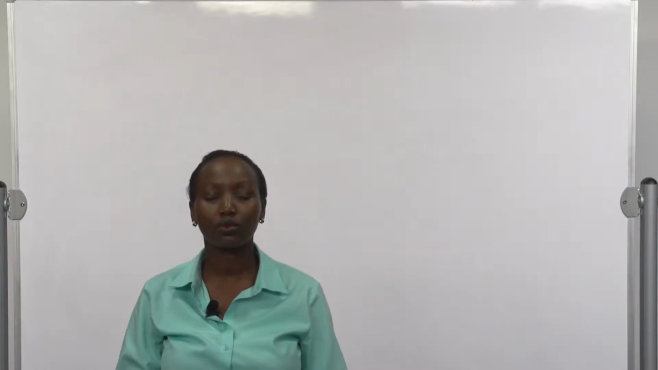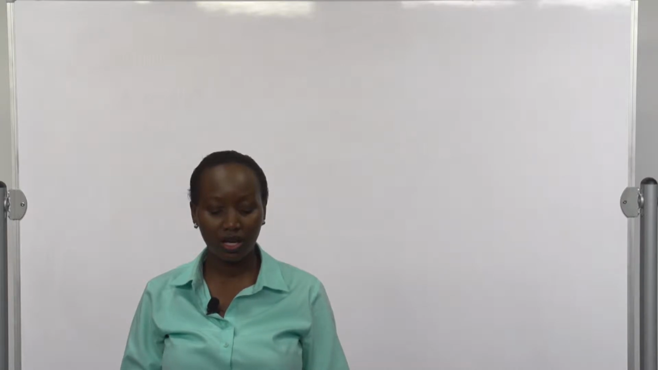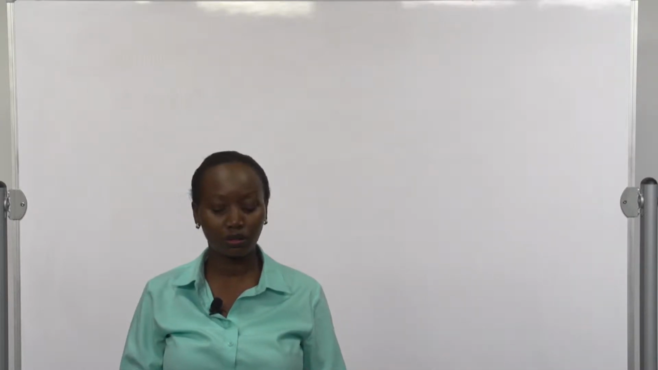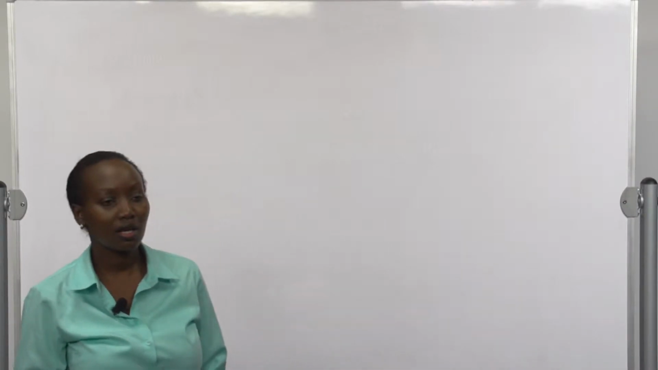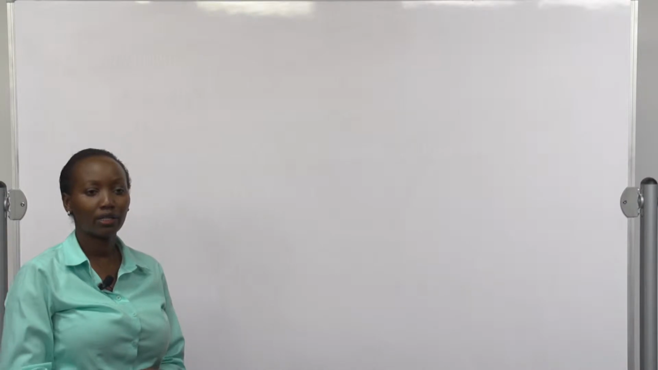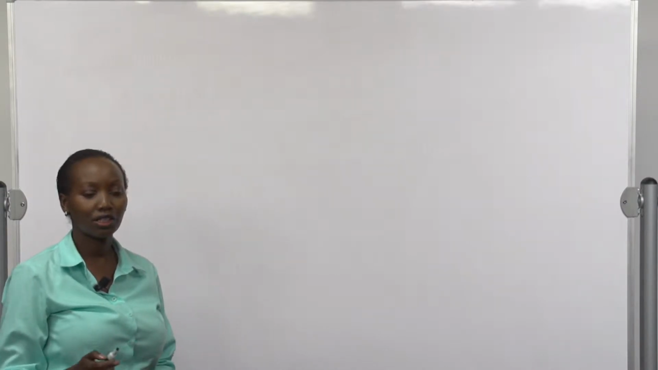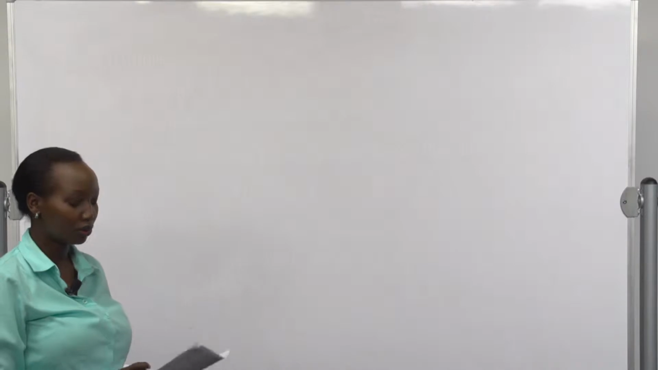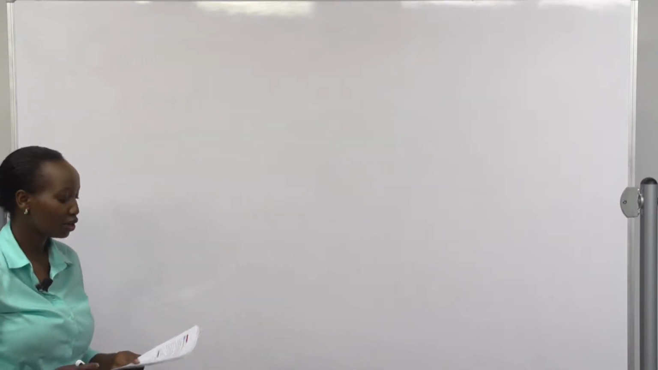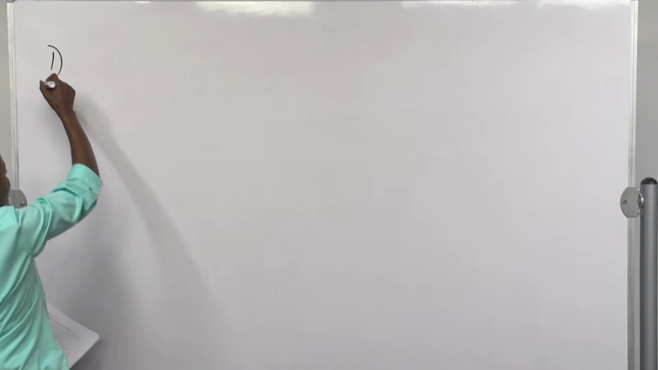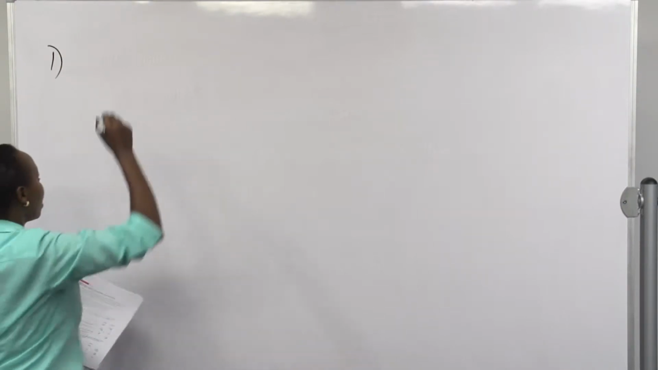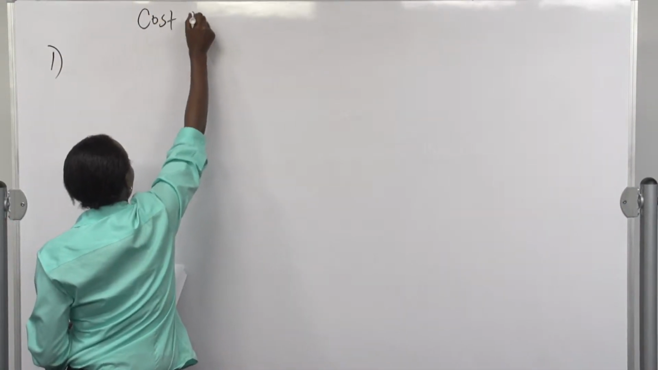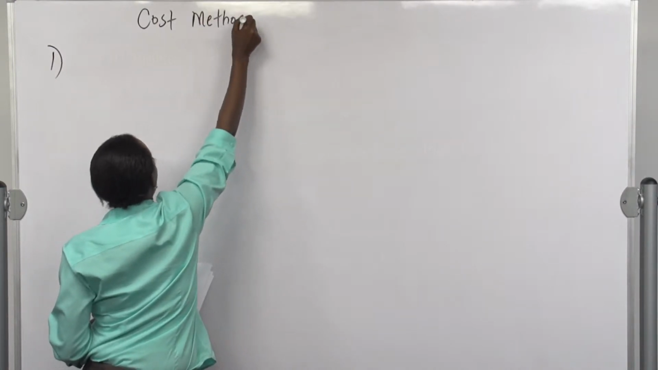So the requirements are that we prepare journal entries. In the first part, we want to follow the cost method, and the second one, we're going to use the par value method. Note that the cost method is used when we intend that the shares will be resold. So first we're doing the cost method.